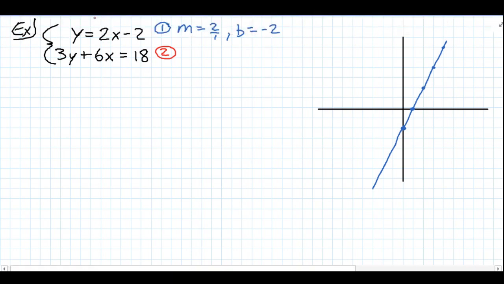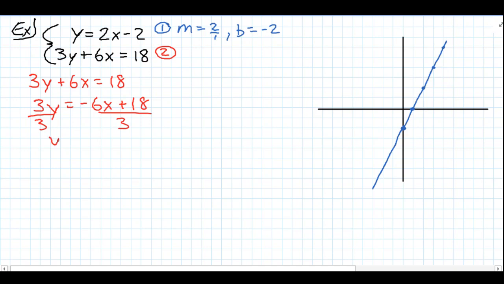Now, I'm going to go ahead and work on equation number 2 right here, which is not in slope-intercept form. I'm going to go ahead and convert it. First, I'm going to rewrite it as 3y plus 6x equals 18. And I'm going to go ahead and subtract the 6x over to the other side. You end up with -6x plus 18. Divide both sides by 3, and you end up with y is equal to -2x plus 6. So you have over here a y-intercept of 6 and a slope of -2 over 1.